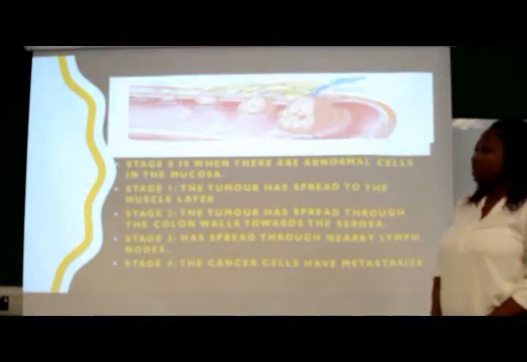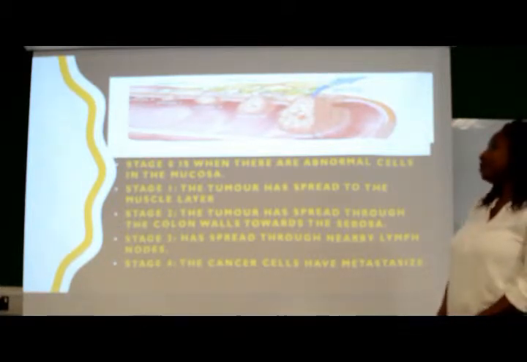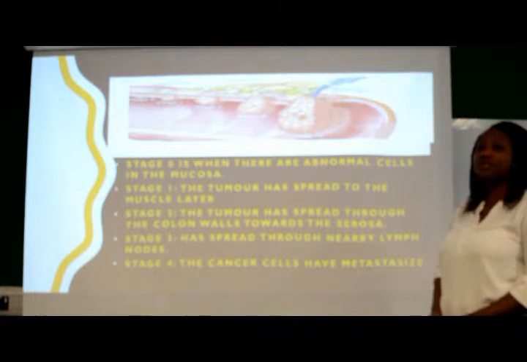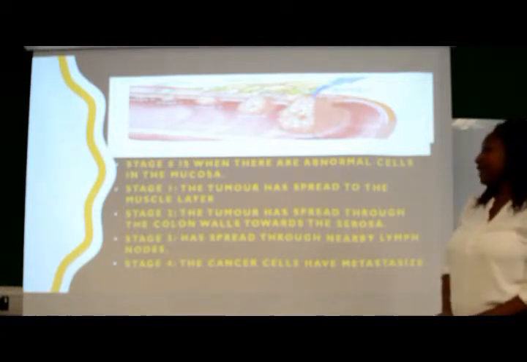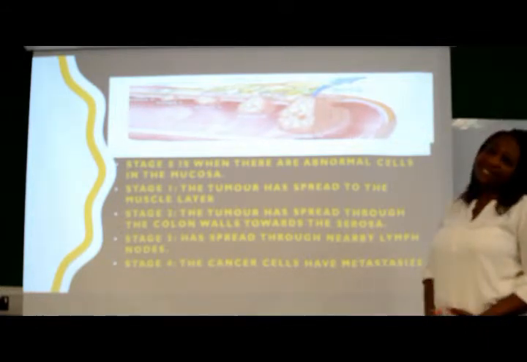There are 5 stages to colon cancer. Stage 0 is when there are abnormal cells in the mucosa. Stage 1, the tumor has spread to the muscle layer. Stage 2, the tumor has spread through the colon walls towards the serosa. Stage 3, the tumor has spread to nearby lymph nodes. And stage 4, the cancer cells have metastasized.